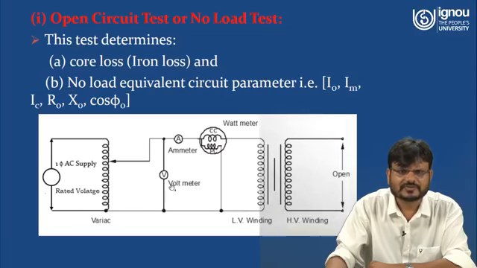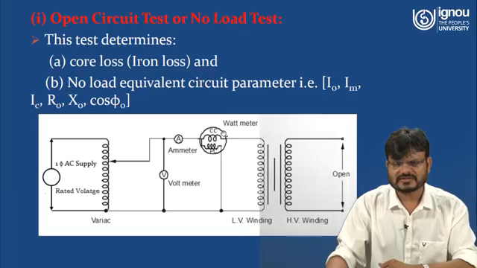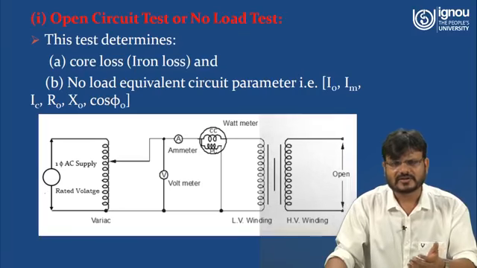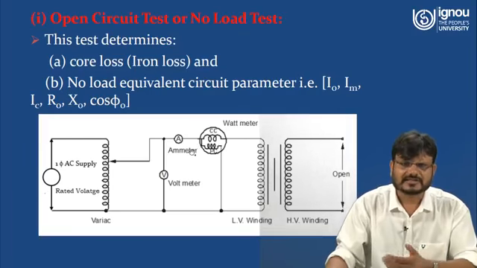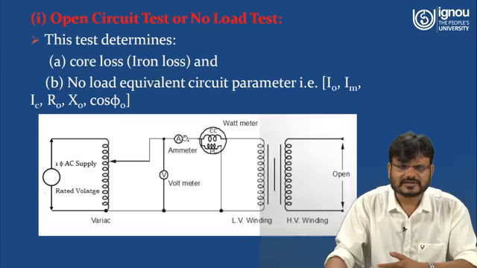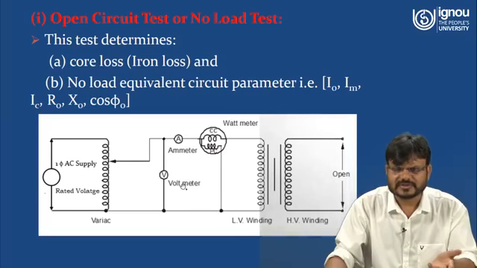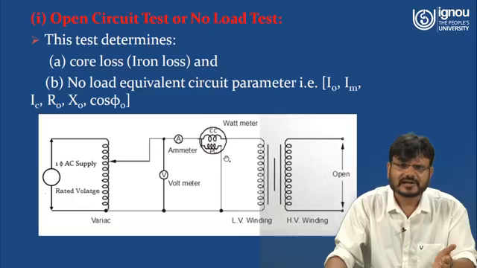Here you can see the readings that are recorded. This wattmeter gives the iron losses, which you can denote by Wi, or Pi, and this ammeter gives the reading of I naught, the no load current, and this voltmeter gives the applied voltage V1, whatever voltage you are applying, that is the rated voltage. So the voltmeter will give you the reading of the rated voltage, the ammeter will give you the reading of the no load current, and the wattmeter will give you the reading of the iron losses.